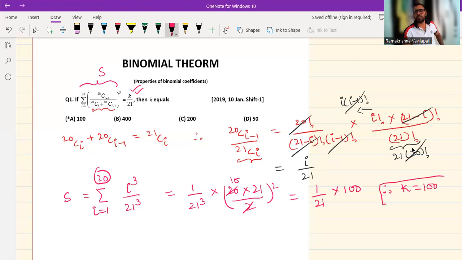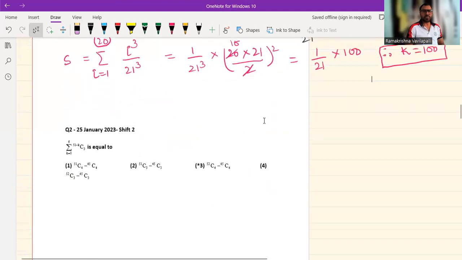So this is the problem based on the first identity that nCr plus nC(r minus 1) equal to (n plus 1)Cr. Moving to next question.